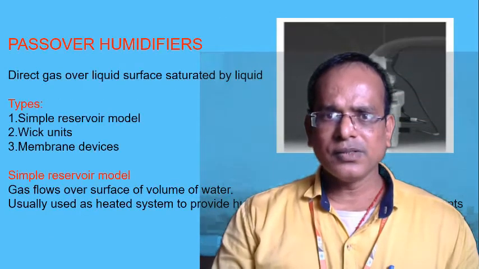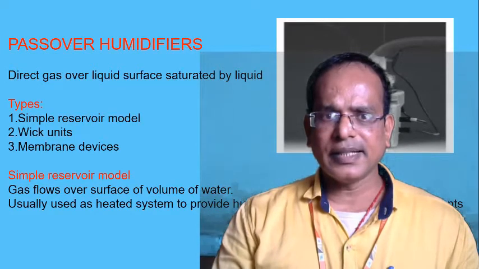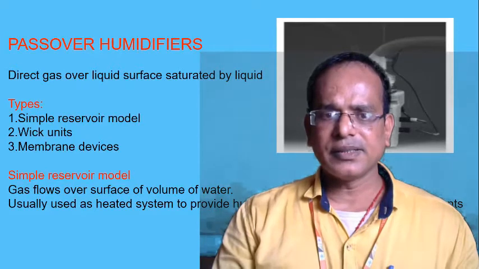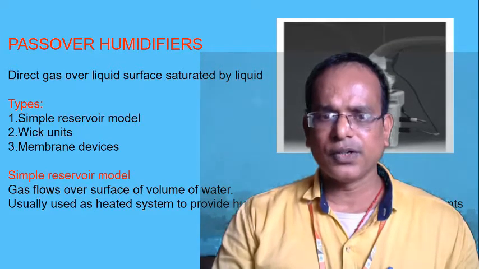The passover humidifier directs gas over a liquid surface, saturated by the liquid. Here the types: simple reservoir model, second one is wick units, third one is membrane device. The simple reservoir model has gas flow over the surface of a volume of water, usually used as a heated system to provide humidity to the mechanically ventilated patient.